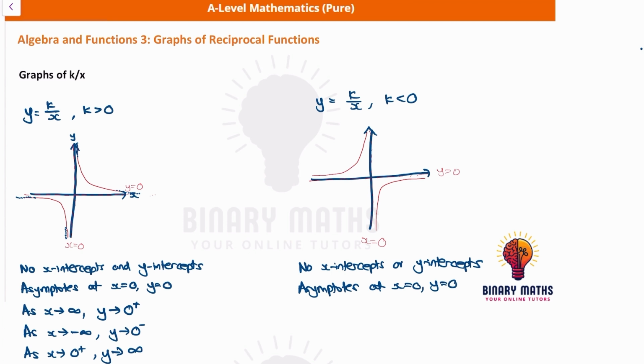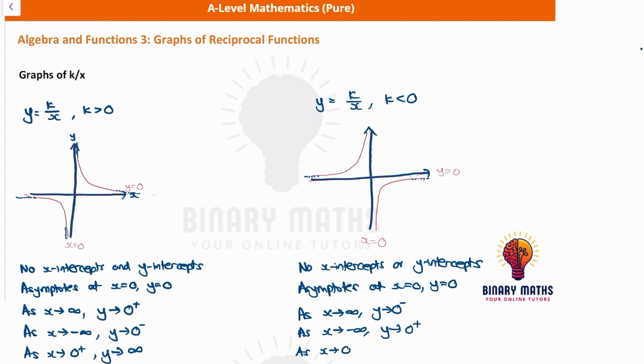Let's see how these things change, because obviously they don't look the same. As x tends to infinity, as x is getting very, very big, y is tending to 0, getting closer and closer to 0 but from the negative direction. As x tends to negative infinity, you can see y is still getting closer and closer to 0, but on the positive side.